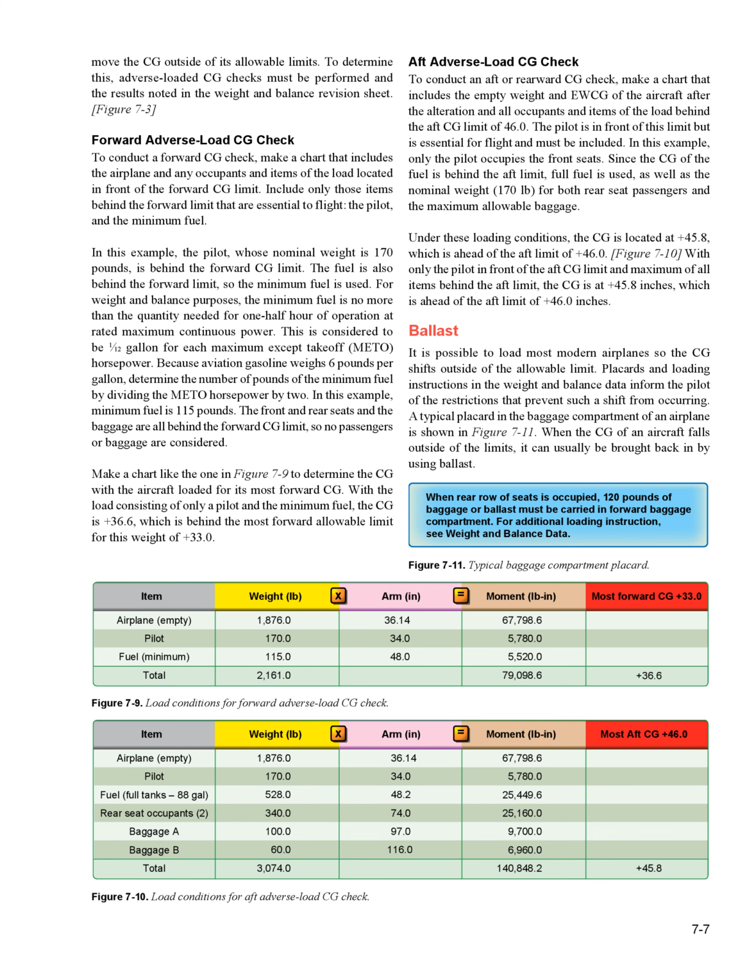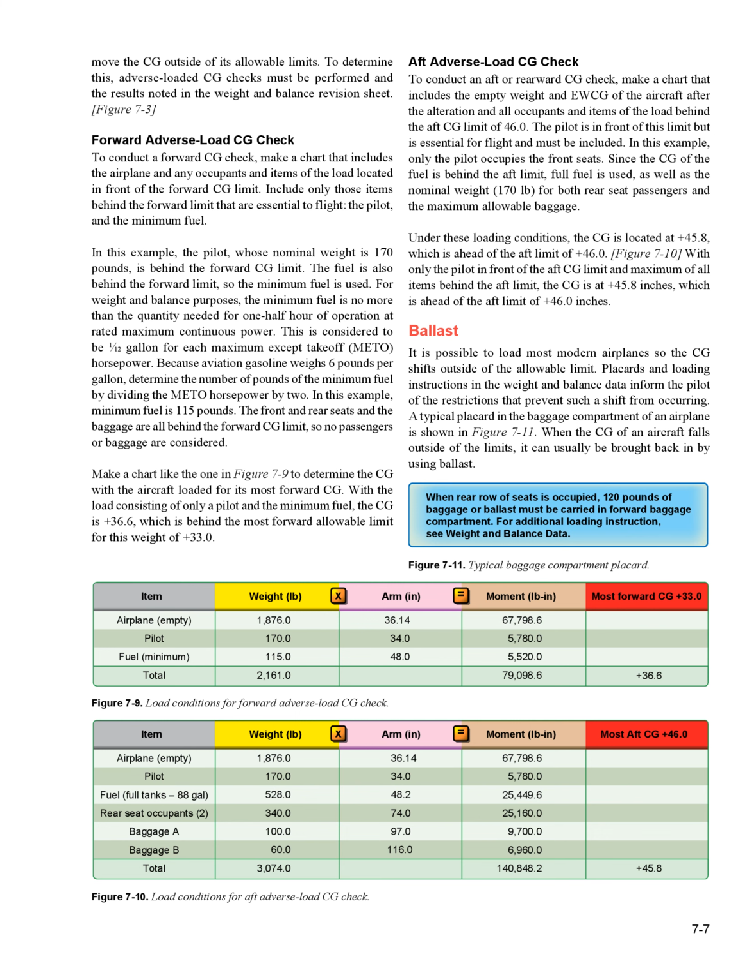Because aviation gasoline weighs 6 pounds per gallon, determine the number of pounds of the minimum fuel by dividing the METO horsepower by 2. In this example, minimum fuel is 115 pounds. The front and rear seats and the baggage are all behind the forward CG limit, so no passengers or baggage are considered. Make a chart like the one in Figure 7.9 to determine the CG with the aircraft loaded for its most forward CG. With a load consisting of only a pilot and the minimum fuel, the CG is plus 36.6, which is behind the most forward allowable limit for this weight of plus 33.0.